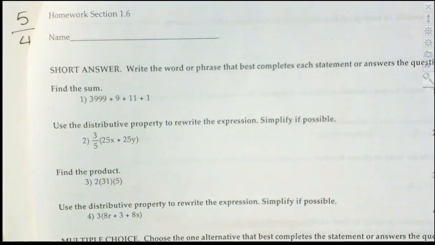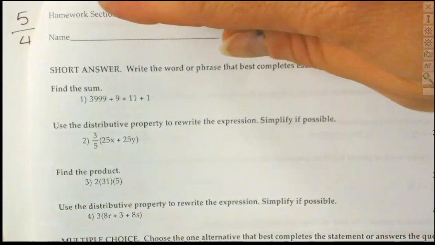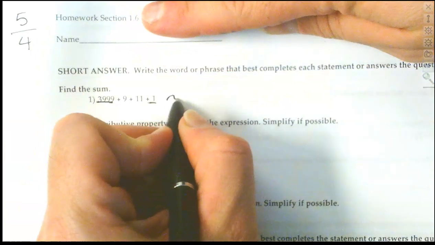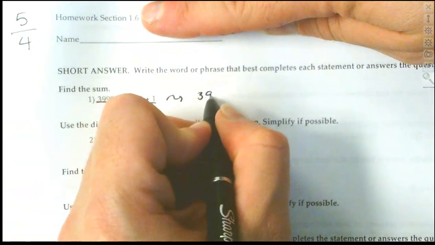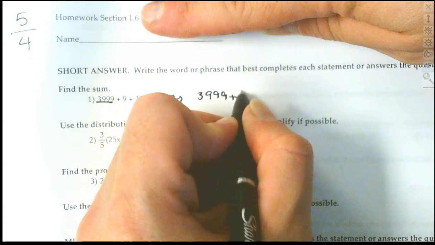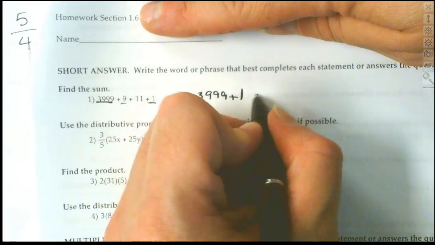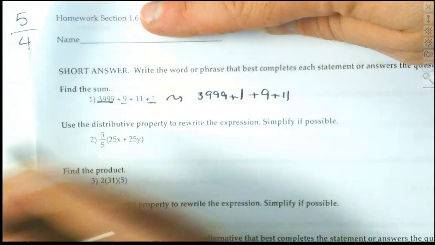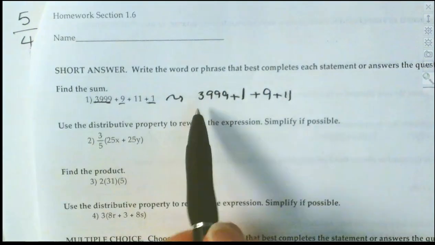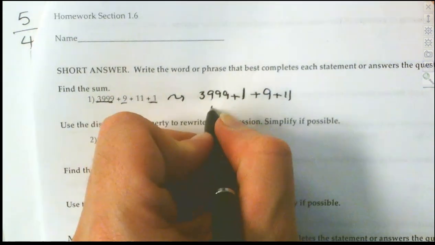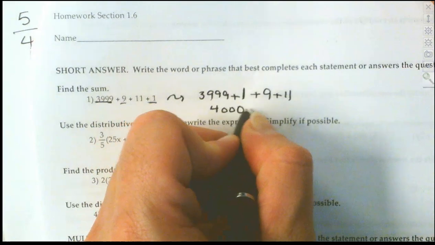And we can use our properties to combine things together, just to make it easier. I can do this problem without using a calculator by just saying, let's rearrange them. So let's rearrange it and put those together. Because we can add 1 to that, and that's going to make it 4,000. And then we can leave the 9 and the 11 together. So if I have 3,999, add 1 to it, that's going to make it 4,000.